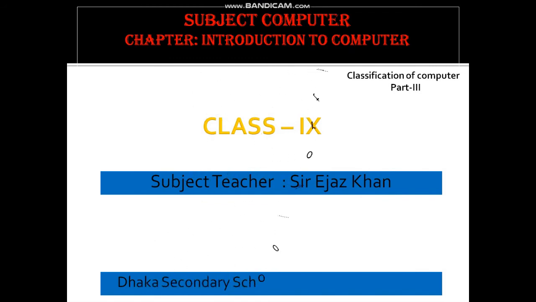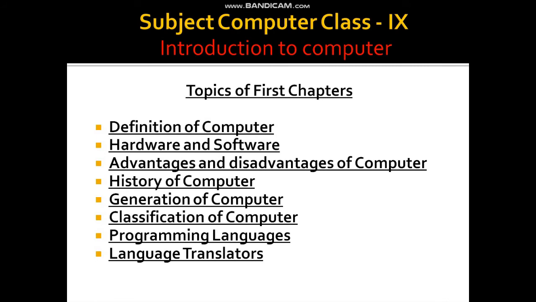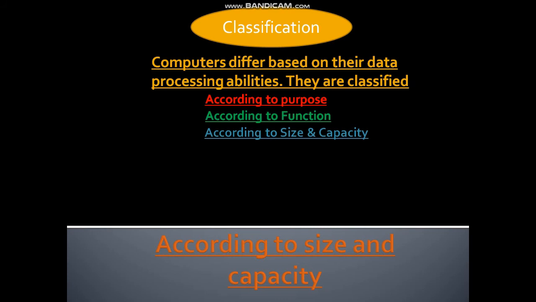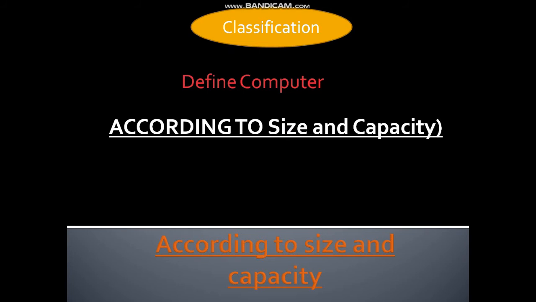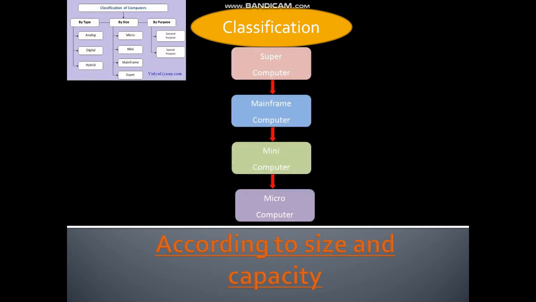Today our chapter is Introduction to Computer, and the topic is classification of computer according to size and capacity. According to size and capacity, this is the block diagram of classification of computer: supercomputer, mainframe computer, mini computer, and microcomputer.